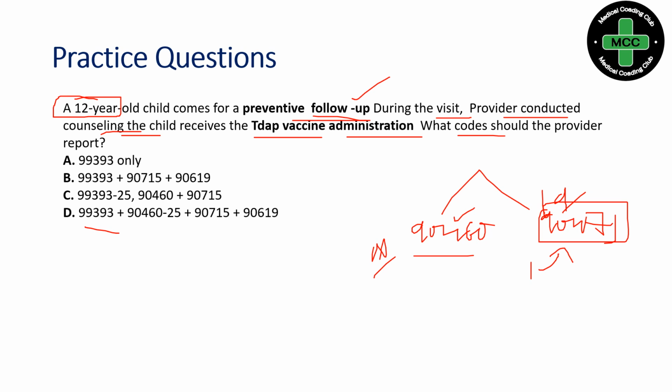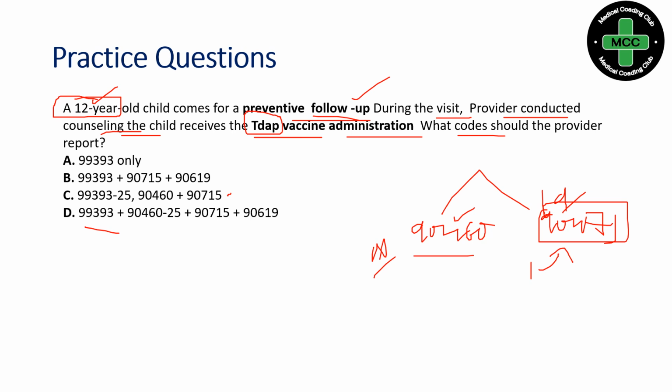That is the admin code. And for the product, Tdap is a vaccine, so for the vaccine also we have to bill that particular Tdap vaccine code. For Tdap, you have to be very careful with the age. We have two codes for Tdap: one for less than 7 years and one for older than 7 years. Here the patient is 12 years, so we go with 90715. 90715 is the correct answer for Tdap.